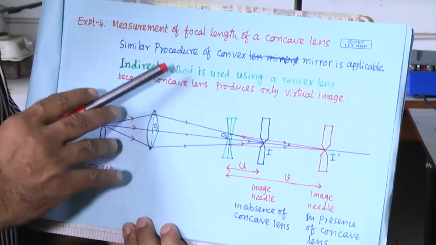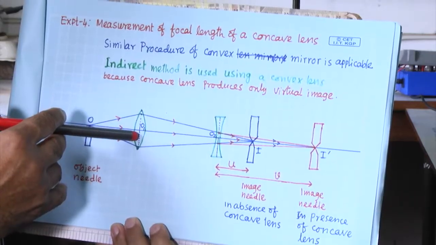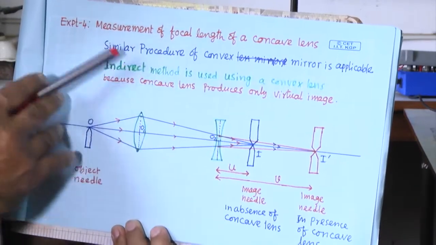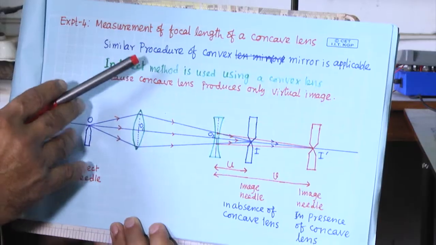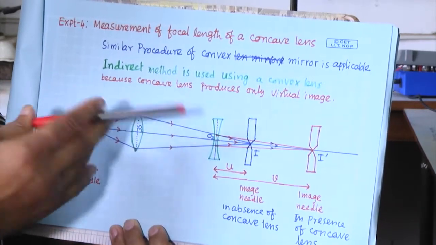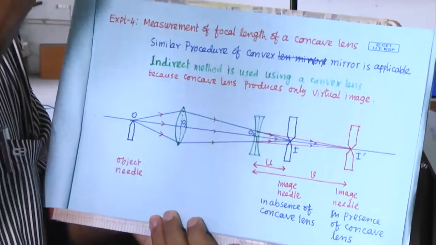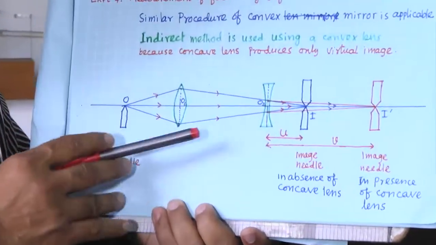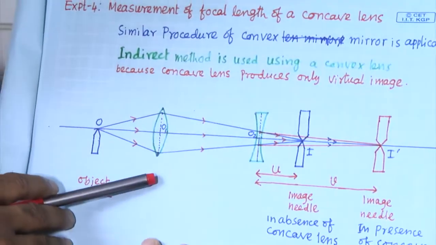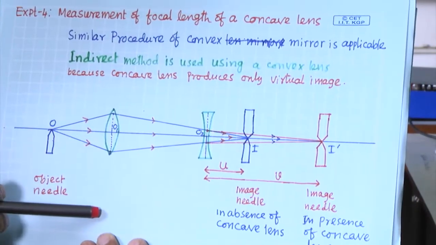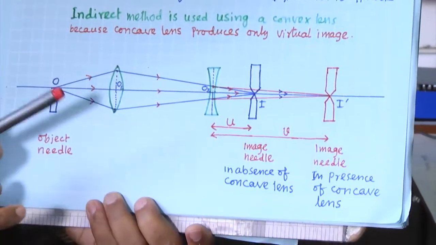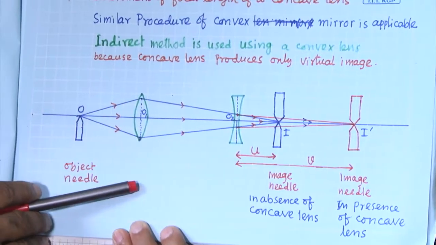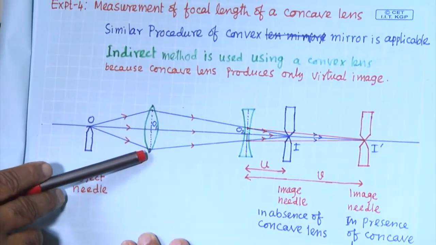So, directly we cannot measure the image distance. We have to measure it indirectly. We have to take help of a convex lens, as we did in the case of the convex mirror. Here also the procedure is similar to what we discussed for the convex mirror. In the last class, we measured the focal length of a convex lens, right.